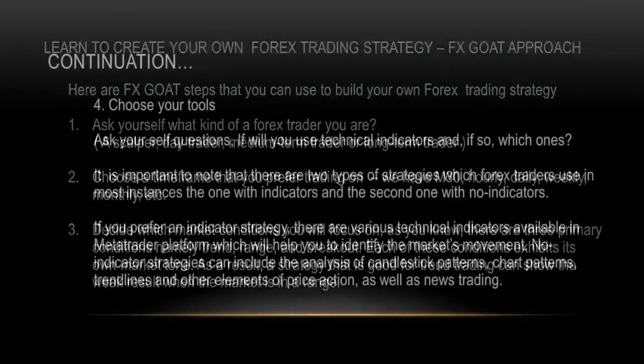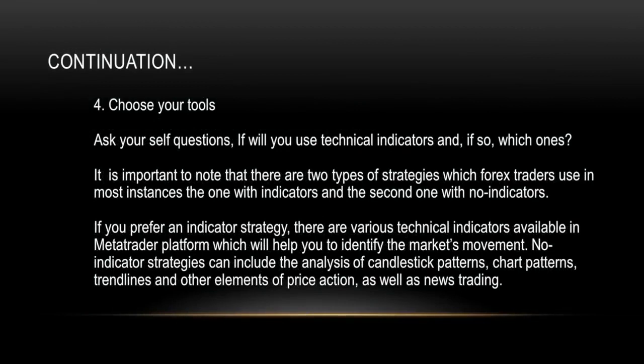So continuing, we're going to go to number 4. Number 4 talks about you as a person. You must choose your tools. You must ask yourself if you will use technical indicators, and if so, which technical indicators you're going to be using. It's important to note that there are 2 types of strategies which forex traders use, in most instances: the one with indicators and the one without indicators. So we have strategies with indicators and strategies without indicators.